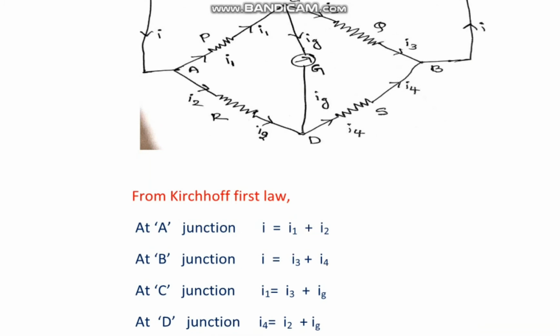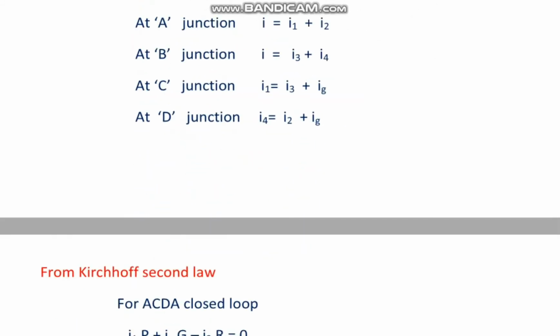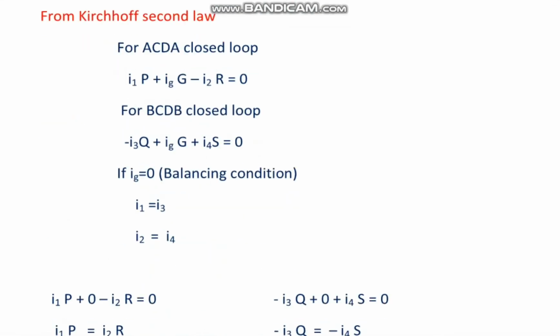So by applying Kirchhoff's first law, at junction A, I is equal to I1 plus I2. At junction B, I is equal to I3 plus I4. At junction C, I1 is equal to I3 plus IG. At junction D, I4 is equal to I2 plus IG.